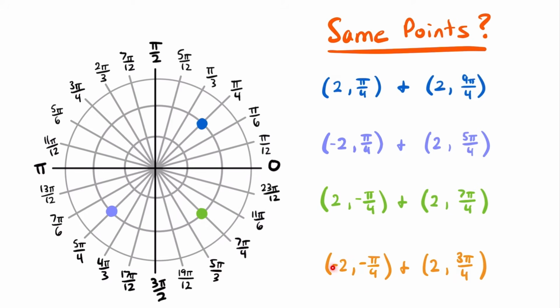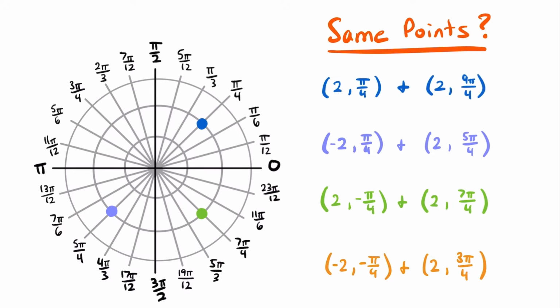We have negative 2, but then positive 2, and our angles differ by just pi, right? If you add pi to negative pi divided by 4, that will give you 3 pi divided by 4, because pi would be the same as 4 pi divided by 4. So 4 pi divided by 4 plus negative pi divided by 4 would be 3 pi divided by 4. And so since the radius has been negated and the angle increases by pi, you know that these two polar coordinates are going to represent the same point in the polar coordinate system.